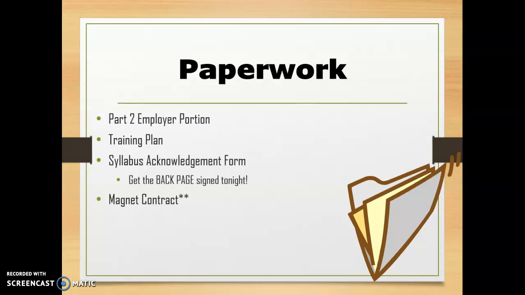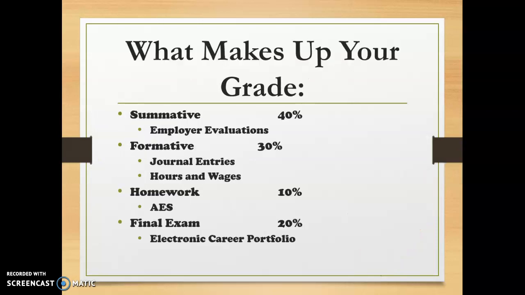The syllabus you can read on the website, but then I need you to print off the syllabus acknowledgement form. So just a one-page form that acknowledges that you and your parents have read my syllabus. Finally, if you're getting magnet credit for this class, print off the magnet contract.